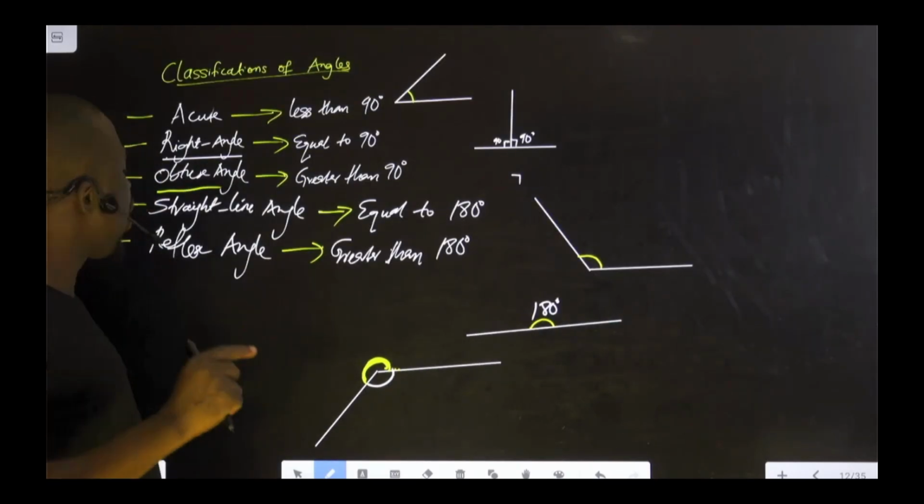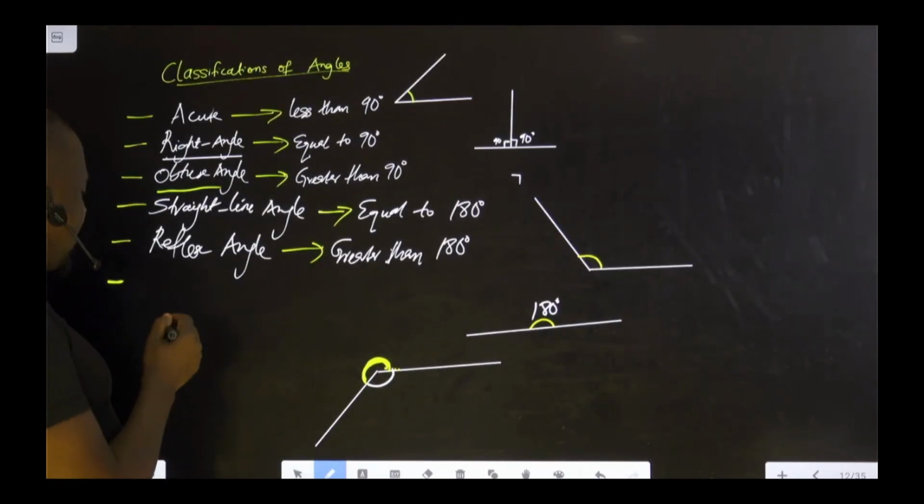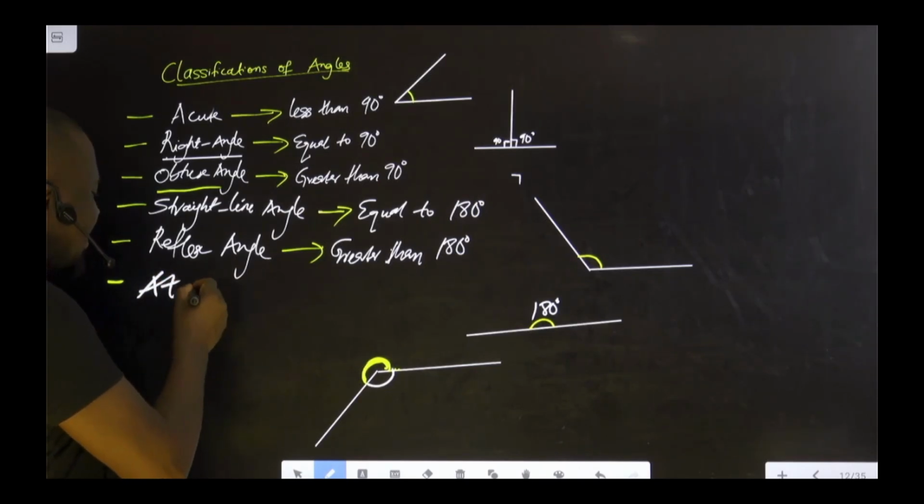There is one more angle we should consider. That is angle at a point. Let's say at a point.